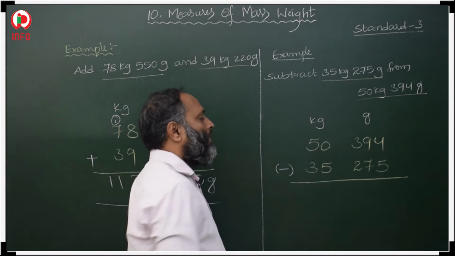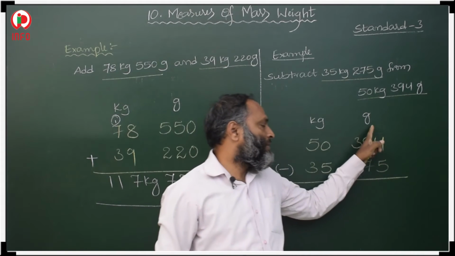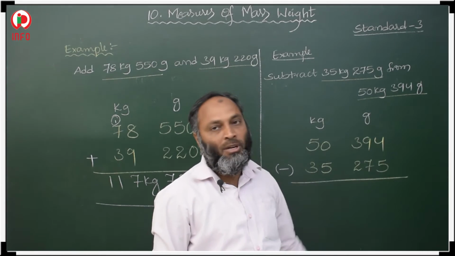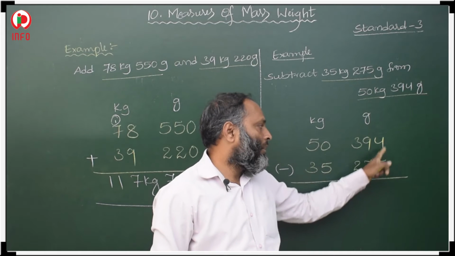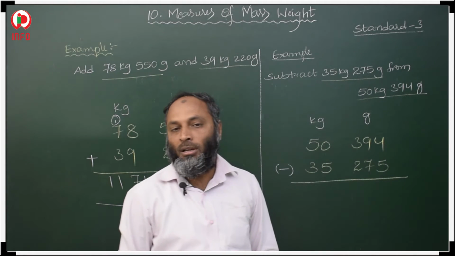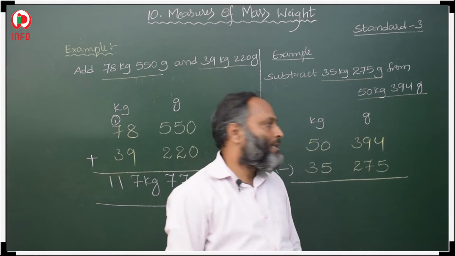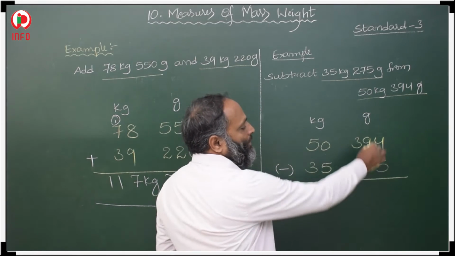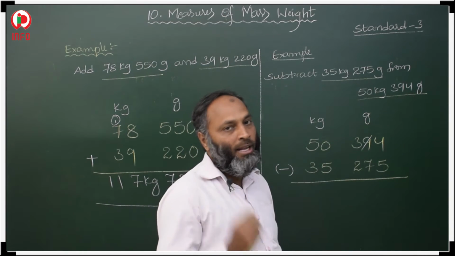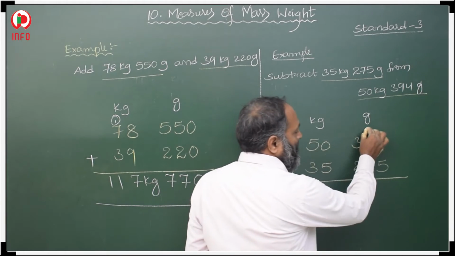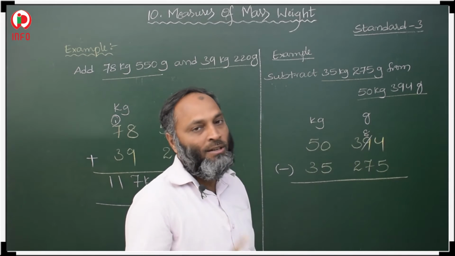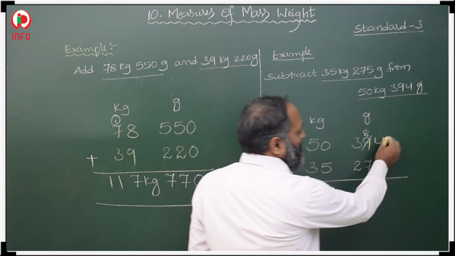First we start our subtraction from grams. In the grams place we start from the extreme right digit, that is 4 and 5. 4 is a smaller number and 5 is a bigger number. Smaller number minus bigger number, we cannot subtract. So we take a borrow from the next place. From 9 tens, take 1 ten as borrow, so 8 tens are left here. 1 ten is equal to 10 ones. 10 plus 4, it is 14.